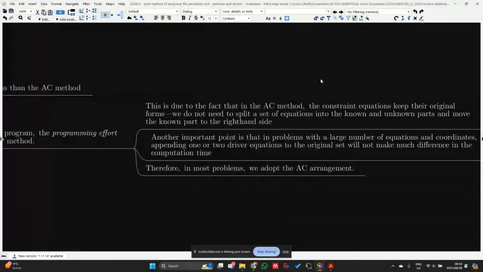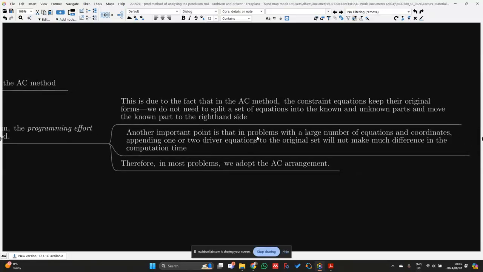This is due to the fact that in the AC method, the constraint equations keep their original forms. We do not need to split a set of equations into the known and unknown parts and move the known parts to the right-hand side. That's not necessary. We can have everything on the left-hand side, as we saw with the AC method. Another important point is that in problems with a large number of equations and coordinates, appending one or two driver equations to the original set will not make much difference in the computation time. Therefore, in most general purpose programs, we would rather want to adopt this AC or appended constraints arrangement.